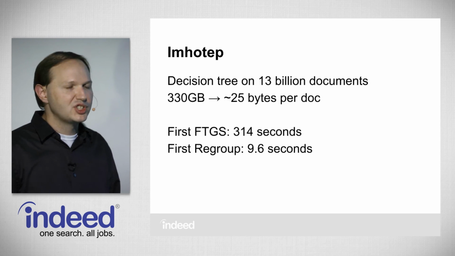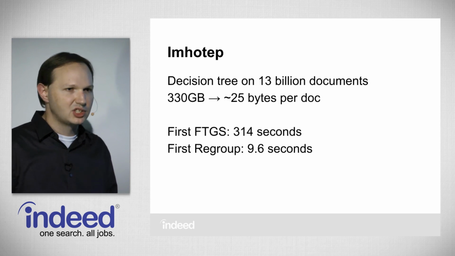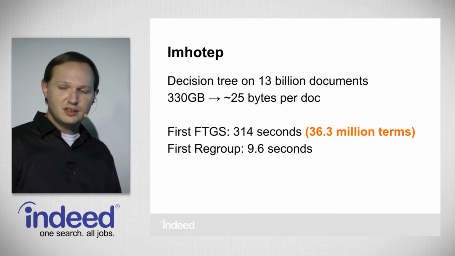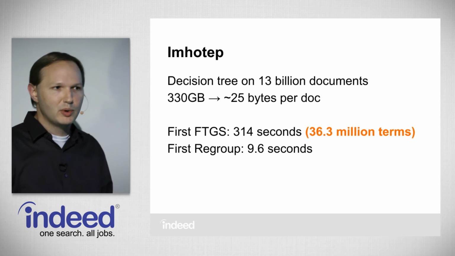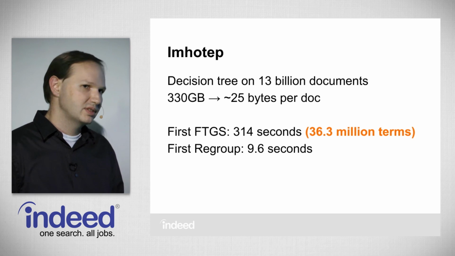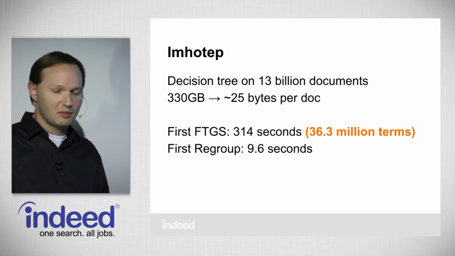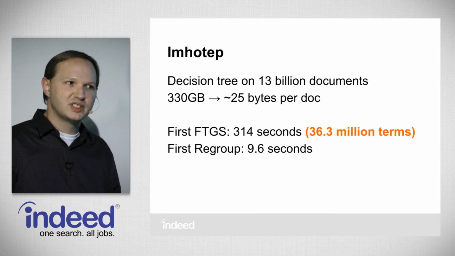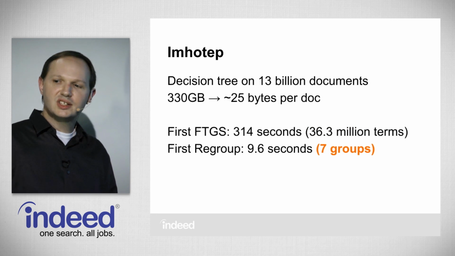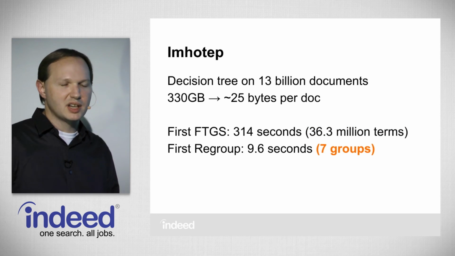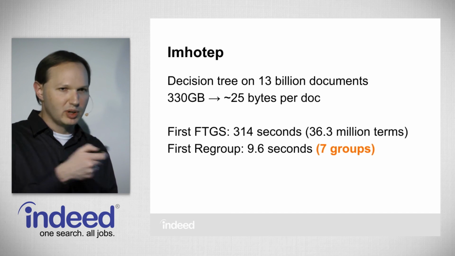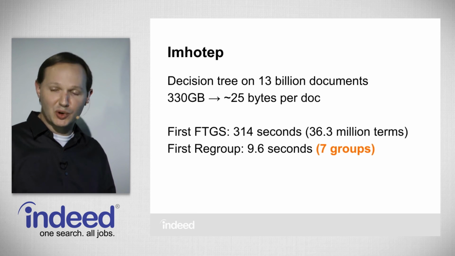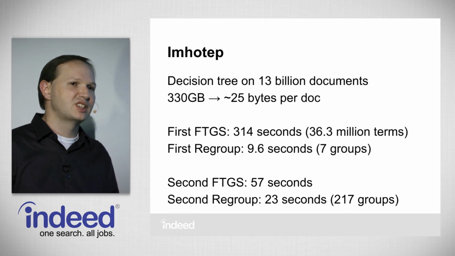So let's say we're going to do the first FTGS pass on this data. We time this. It takes 314 seconds. And during that process, we evaluated 36 million distinct terms. And we found the terms that work the best. And then we're going to apply that regroup operation, which takes 9.6 seconds. In this case, we actually don't just split one group at a time. What I described so far was just doing one split at a time, but you can actually do multiple splits. And for this build, we ended up building 7 groups.